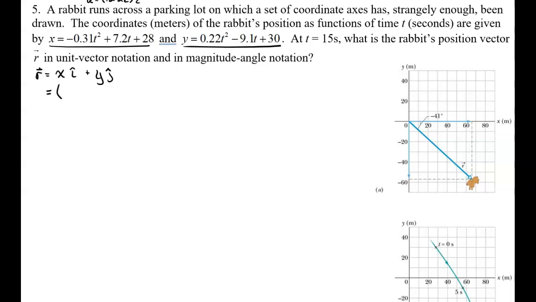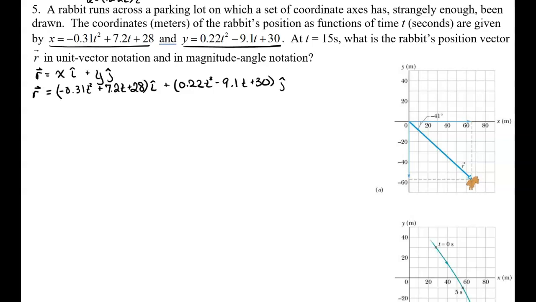negative 0.31 t squared plus 7.2 t plus 28. That is his position in the x direction. His position in the y direction is 0.22 t squared minus 9.1 t plus 30. That's going to be in the j hat direction. So this is his position vector at any time t.